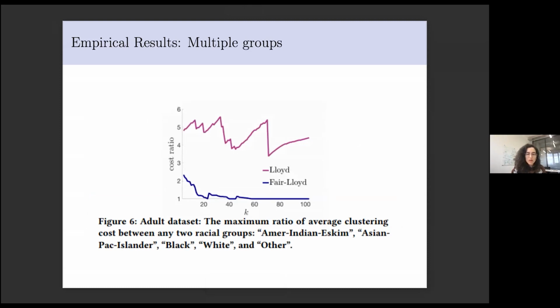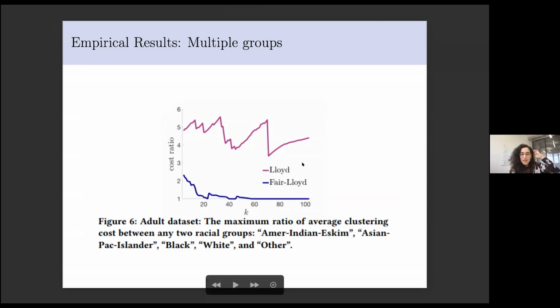So let's go back to the adult data set. For the case of two groups, I considered male versus female. Now let's see how we perform if we consider our demographic groups to be the 5 racial groups that were provided in this data. And here the x-axis is showing the number of clusters, and on the y-axis I'm showing the ratio of average clustering cost between every pair of demographic groups.